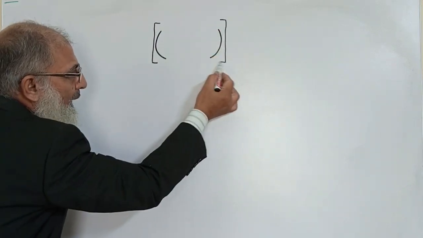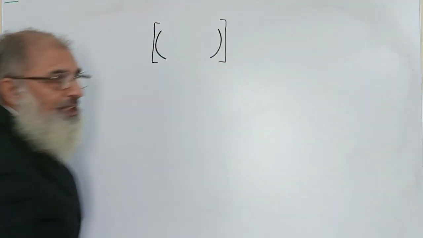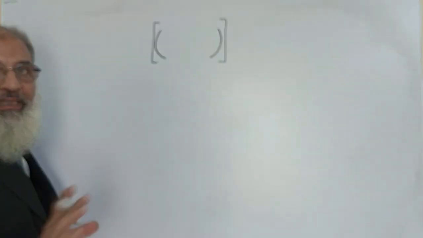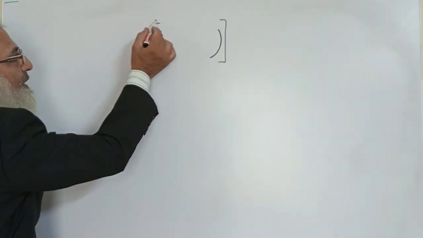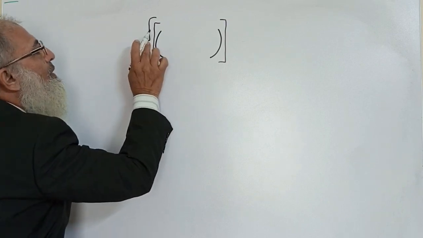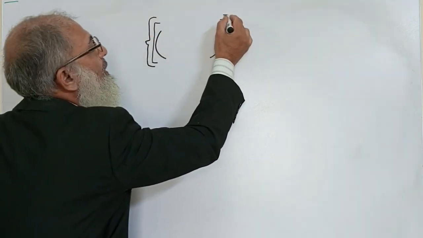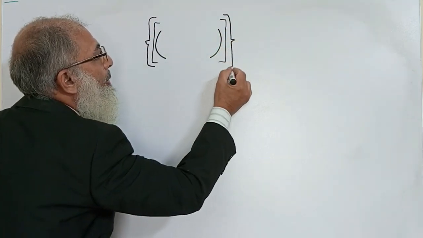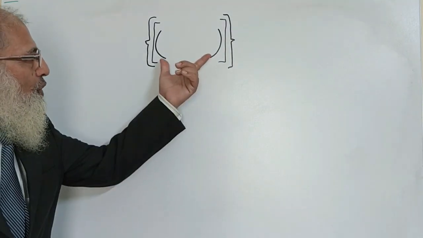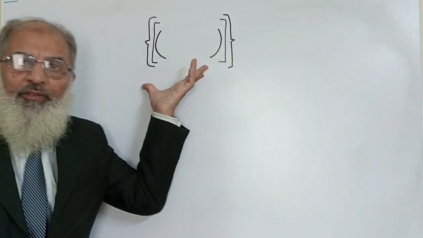Well, when I was a student, this was the third bracket. This was not the second bracket. Anyhow, it does not make any difference. And the third one is the flower bracket. This is the third one. So we'll solve this bracket, then this bracket, and finally the flower bracket.